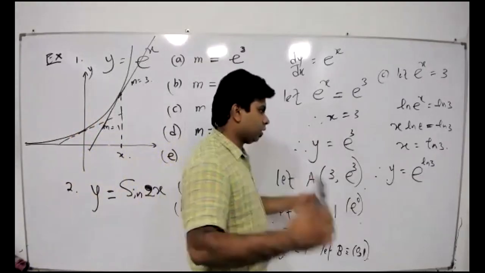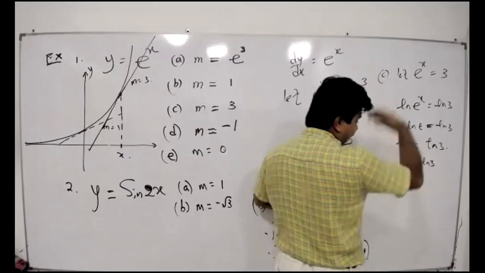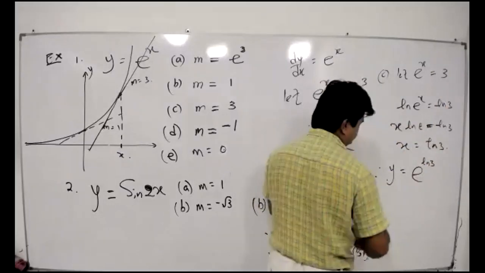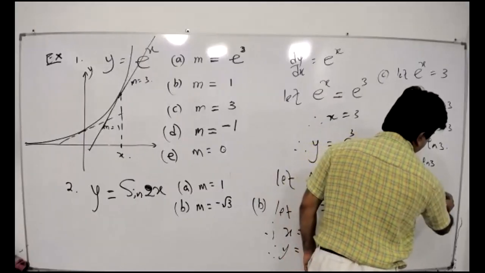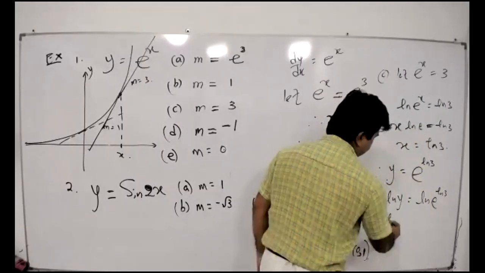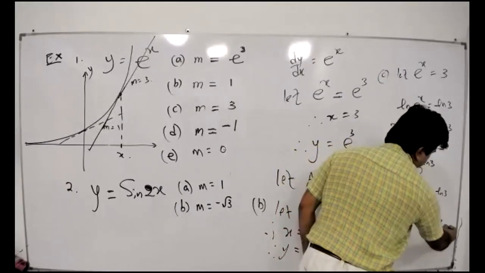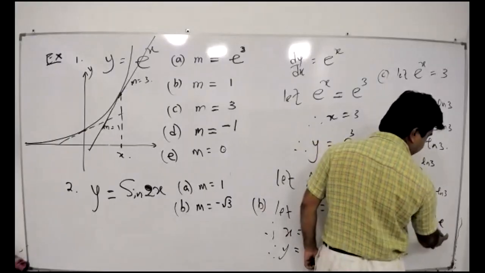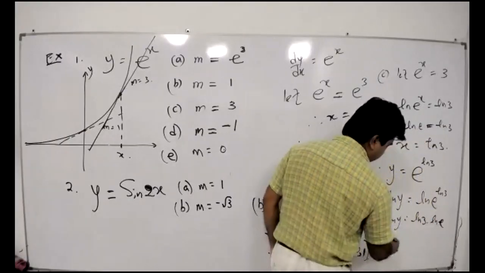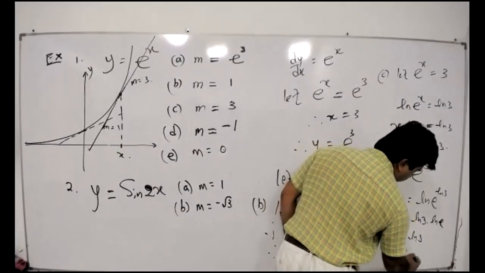Now, if you want, you know that again, take ln on both sides. So you can see that ln y equals ln e to the power ln 3. That means ln y equals ln 3 times ln e. What is ln e? ln e means log to the base e, which is 1. Then ln y equals ln 3, therefore y equals 3. Clear?